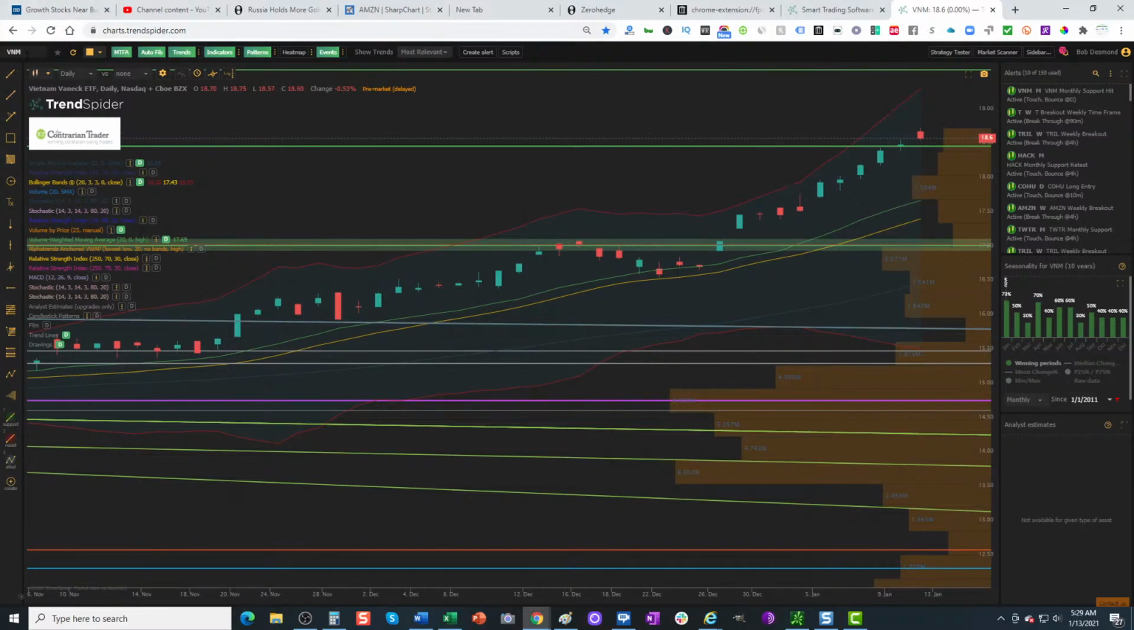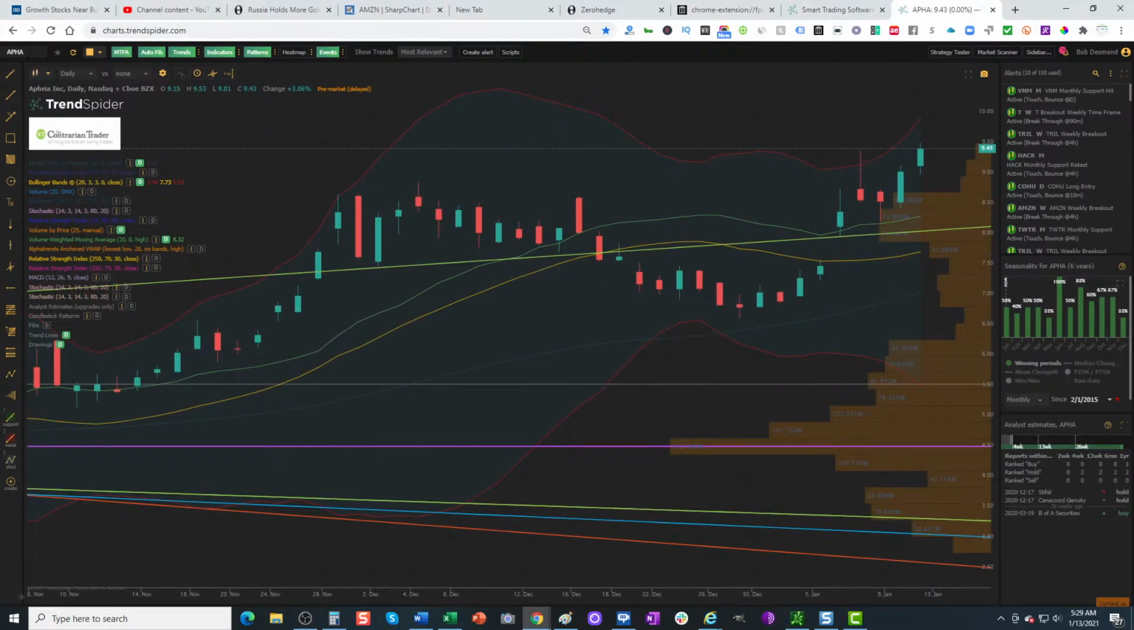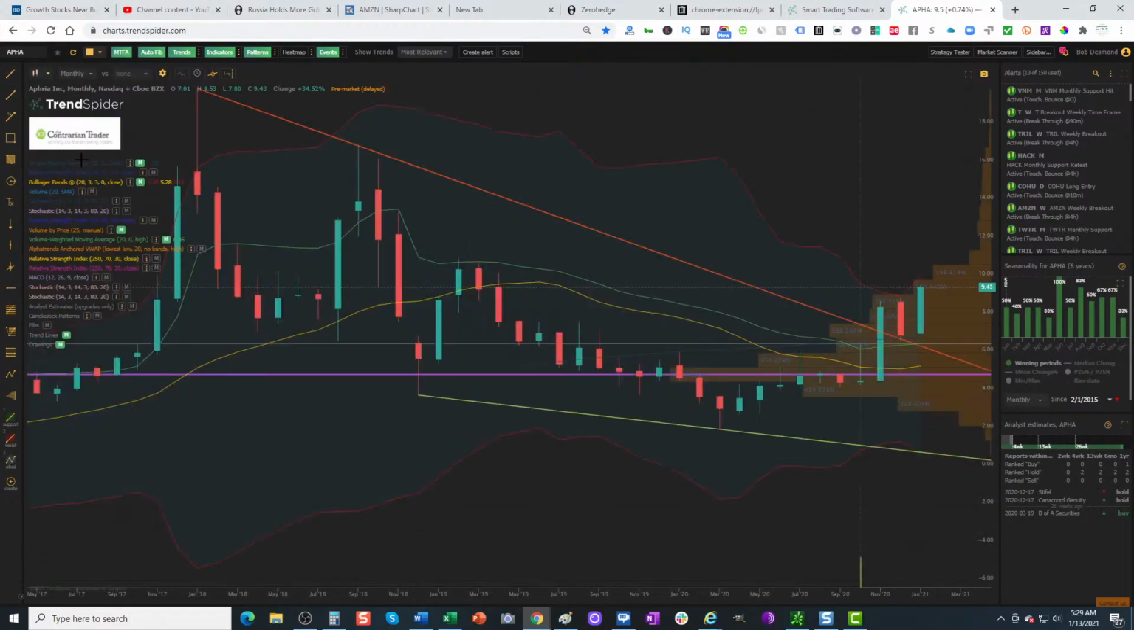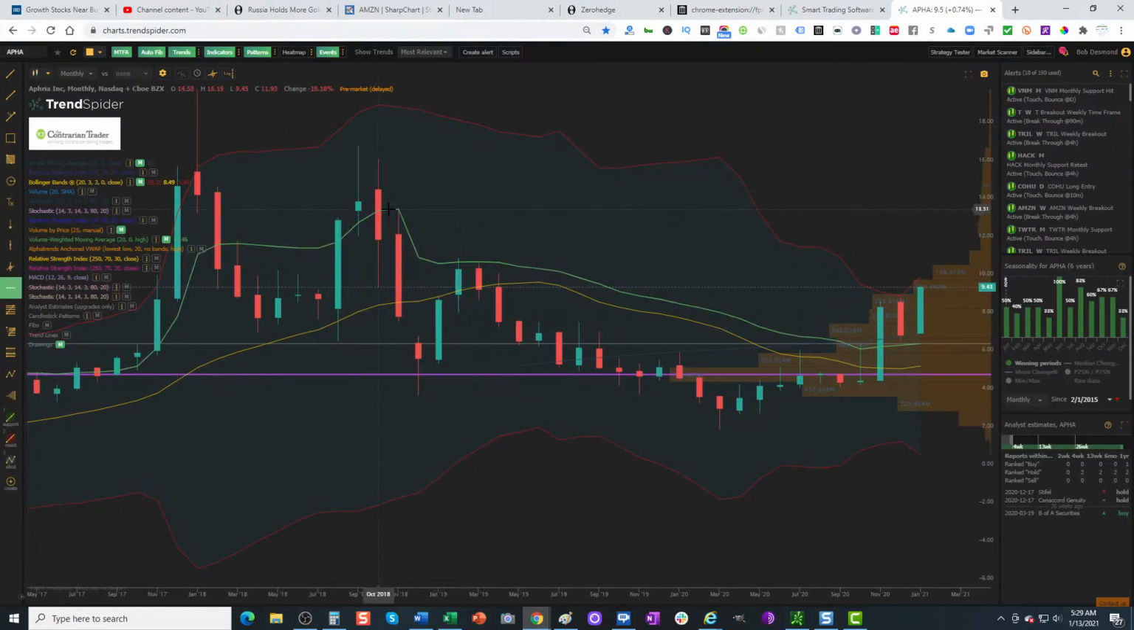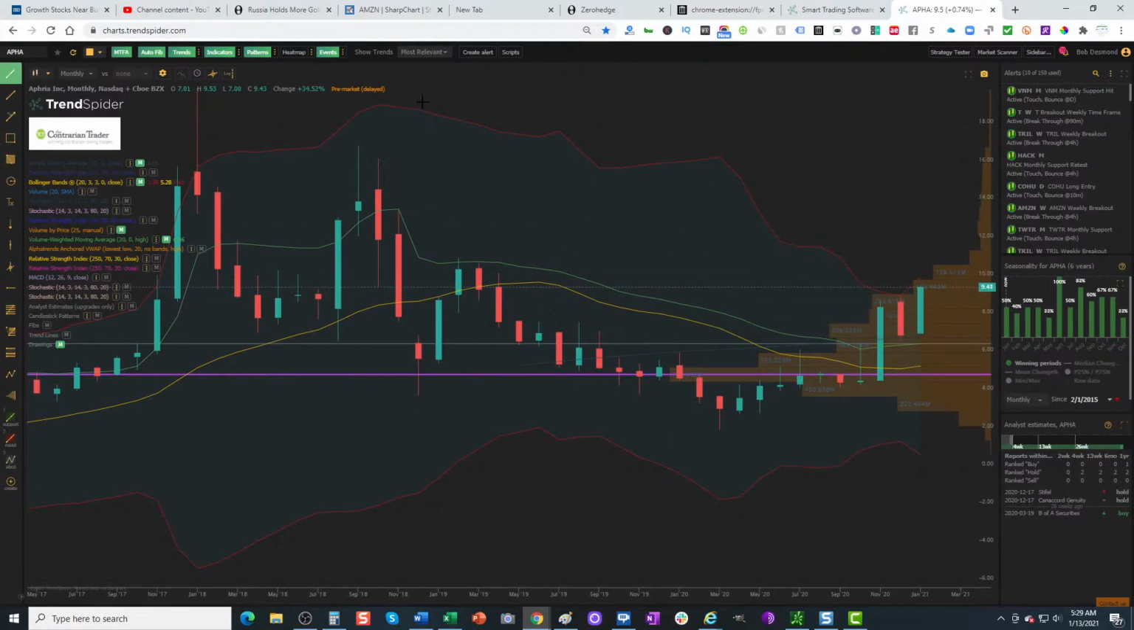All right, the next symbol is APHA. Good looking chart. Really good looking chart. Here's no trend lines. What I like to do is keep the skills fresh. That's not what I wanted to do. That's what I wanted to do.